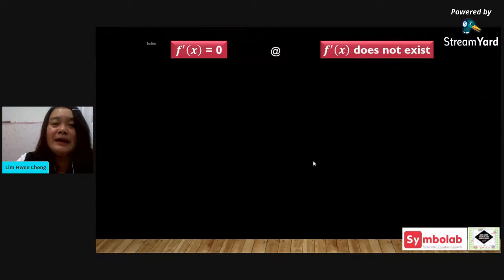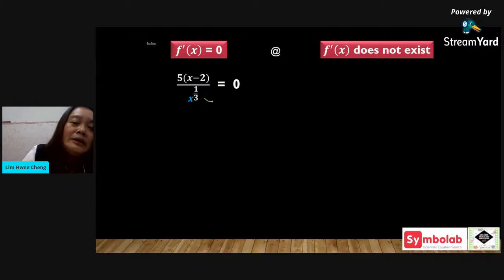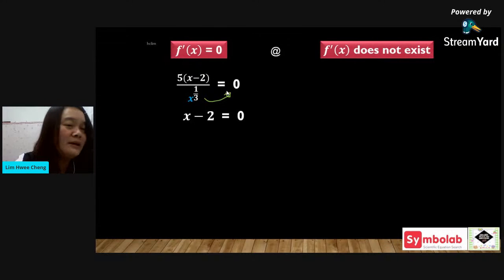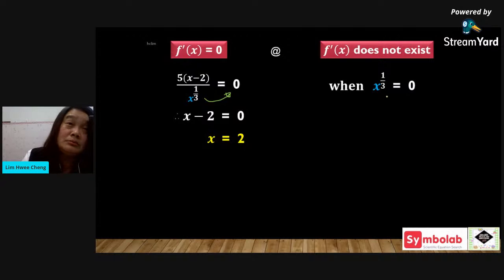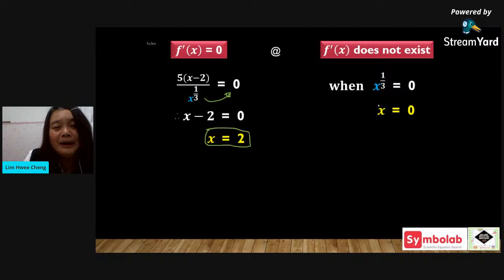Just now you said it will be f prime equal to 0 or f prime undefined. So for what you differentiated, you set it to 0 and solve. Then you proceed with x minus 2 equal to 0. So you will get a critical number. What is this called? Critical number. For this function, f prime will be undefined when x to the power of 1/3 is 0, so you will get x equal to 0. It means you have two critical numbers.